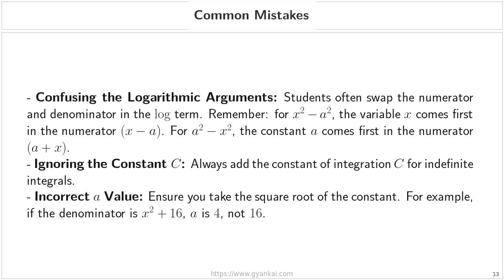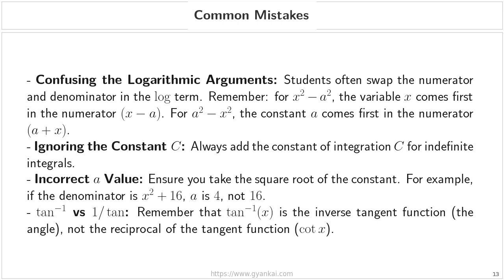Now let's address incorrect a value. When you're identifying the value of a in these formulas, remember that a represents the square root of the constant term. For example, if you see x squared plus 16 in the denominator, it's tempting to think a is 16. But a is actually 4, because 4 squared equals 16. Always take the square root to find the correct value of a.